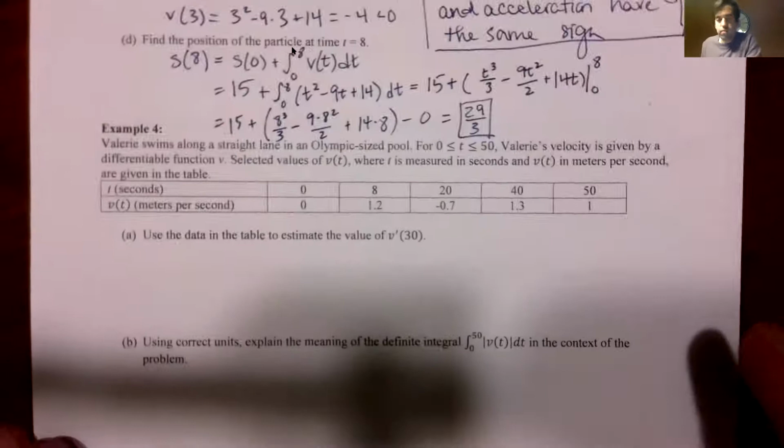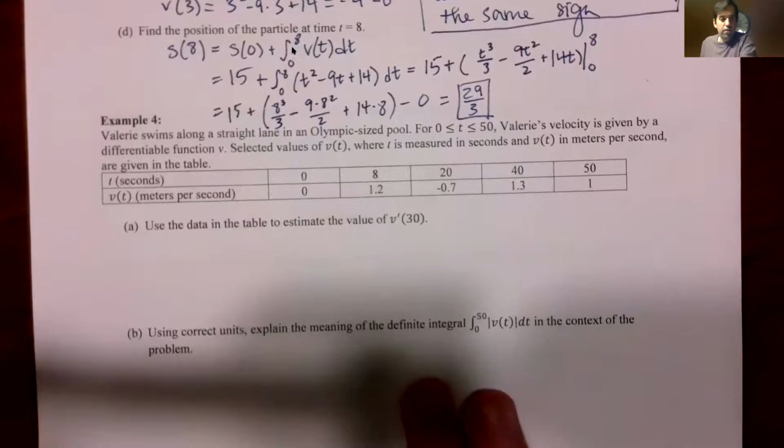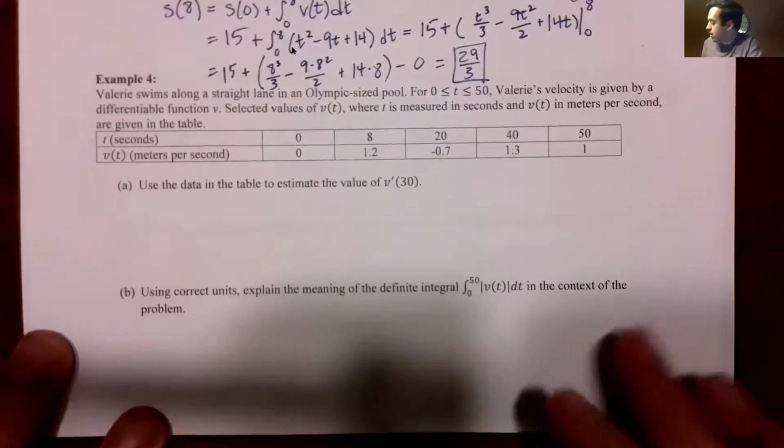Valerie swims along a straight line in an Olympic-sized pool. For time t from 0 to 50, Valerie's velocity is given by a differentiable function v. Selected values of v, where t is measured in seconds, and v of t in meters per second, are given in the table. So this time, we don't have a graph or an equation, we just have a table. So part A, use the data in the table to estimate the value of v prime of 30.